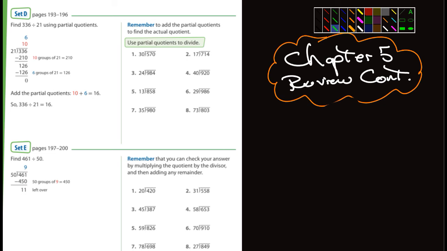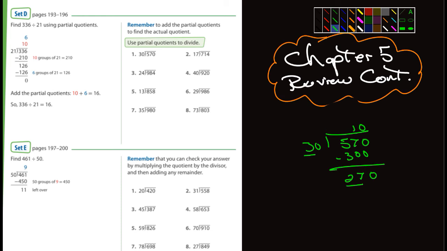I suppose we could do the first one here. So 30 into 570. Well, what's 10 times 30? That's 300. So we could put a 10 there and put 300 here, and then just subtract it. What are we left with here? 270. Well, then think of compatible numbers. 3 into 27. Well, if you know your times tables, that's easy. That's 9.